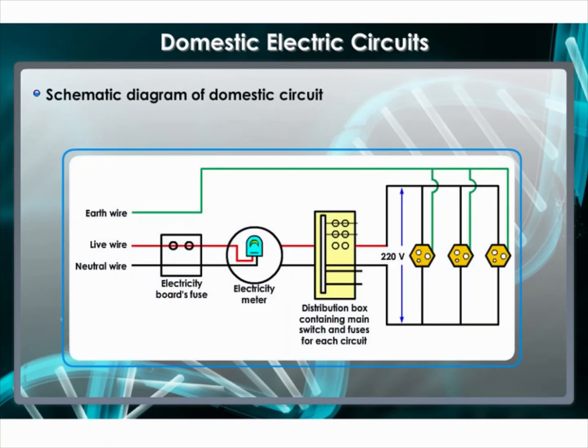In each separate circuit, different appliances can be connected across the live and neutral wires. Each appliance has a separate switch to on or off the flow of current through it. In order that each appliance has equal potential difference, they are connected parallel to each other.